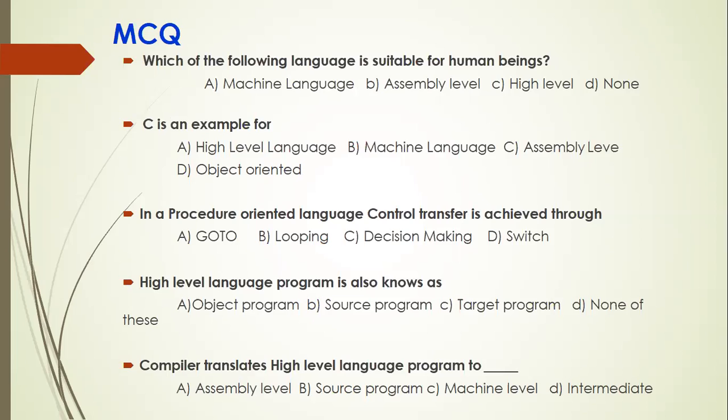A compiler translates a high level language program into dash. A high level language program must be translated into machine language using a compiler. The correct answer is: a compiler translates a high level language program into assembly language, source program, or machine level? It is machine level.